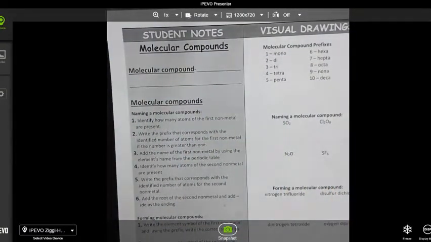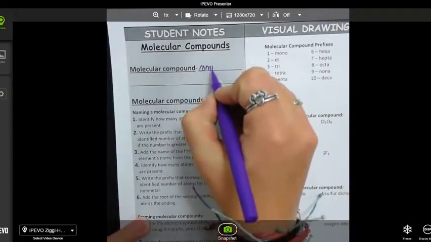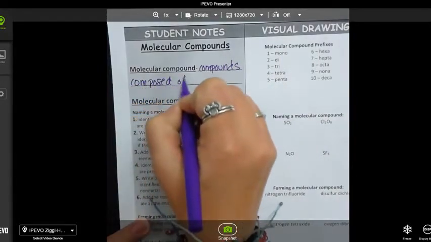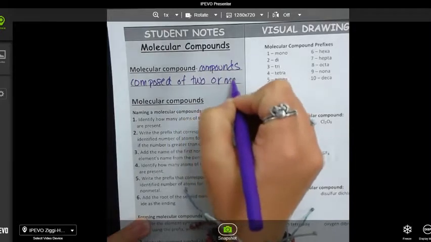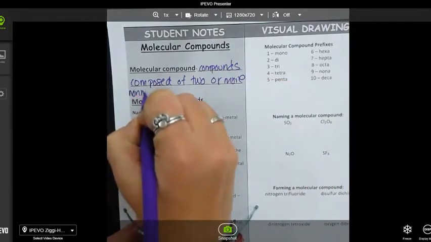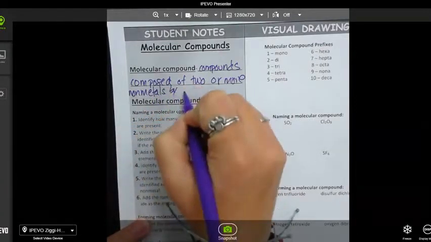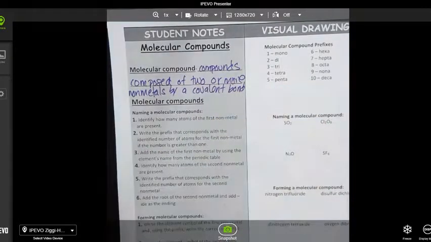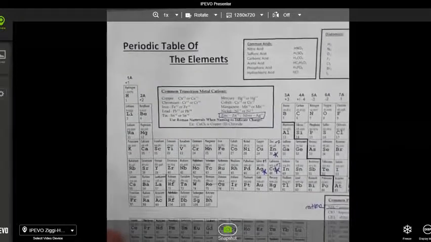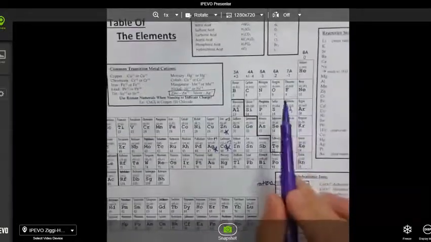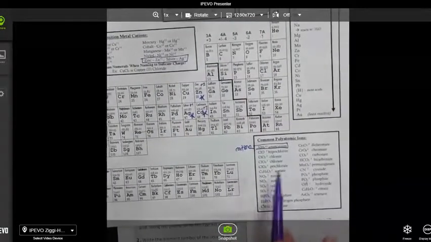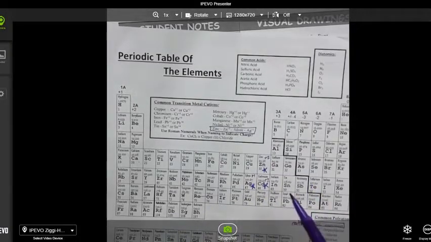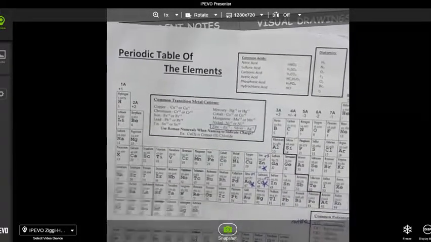A molecular compound is a compound composed of two or more nonmetals by a covalent bond. Up to this point, we've been dealing with ionic bonds, right? You have positive ions with negative ions, so you've been trying to figure out how many pluses and minuses you need in order to make the charges add up to zero, or for it to be neutral.